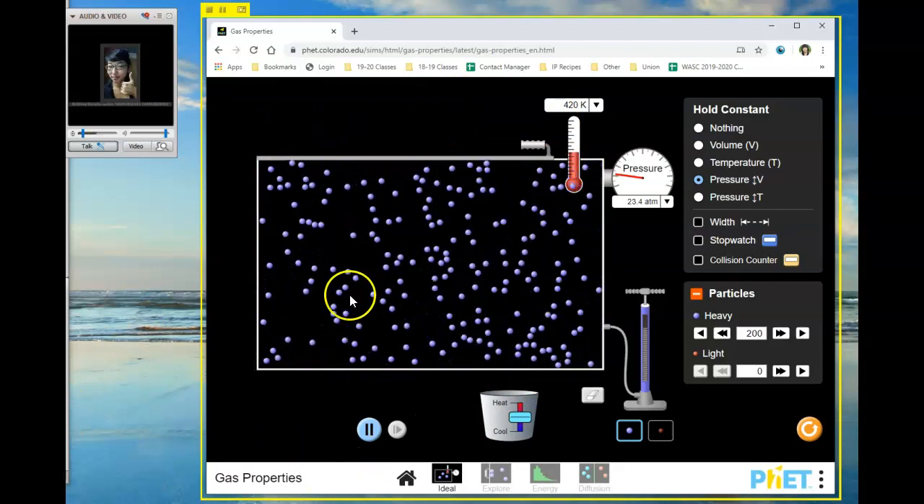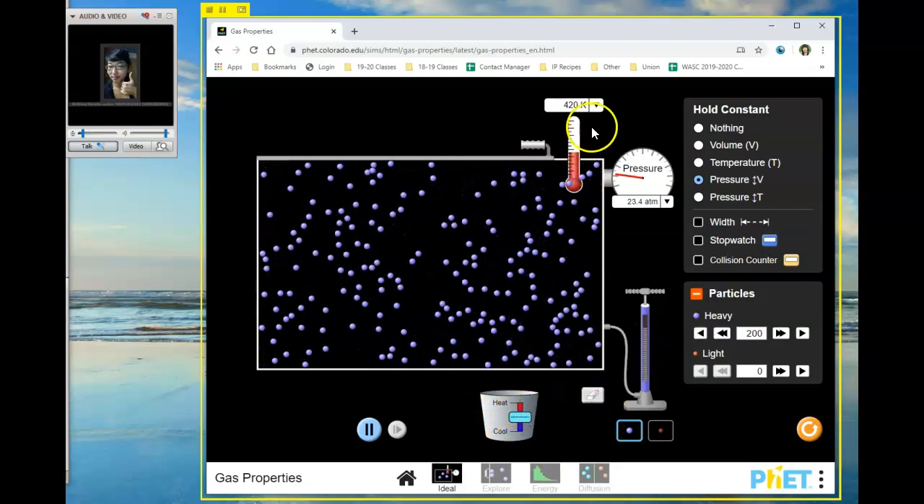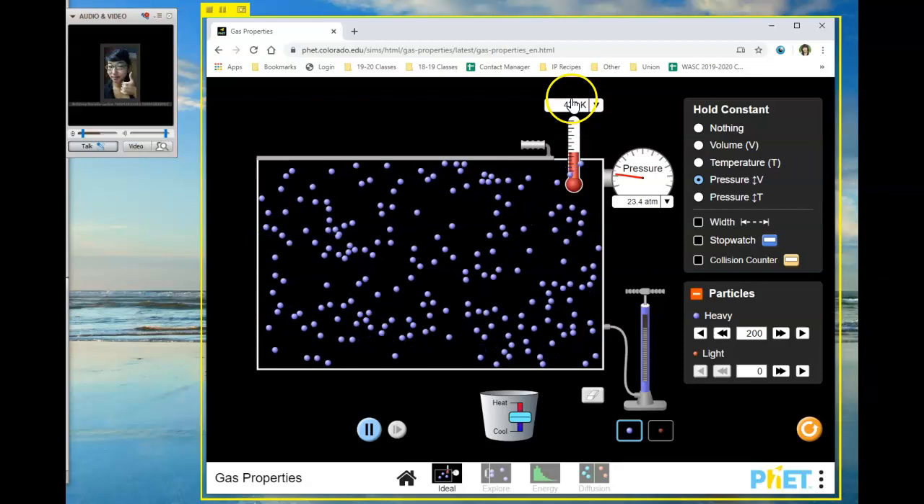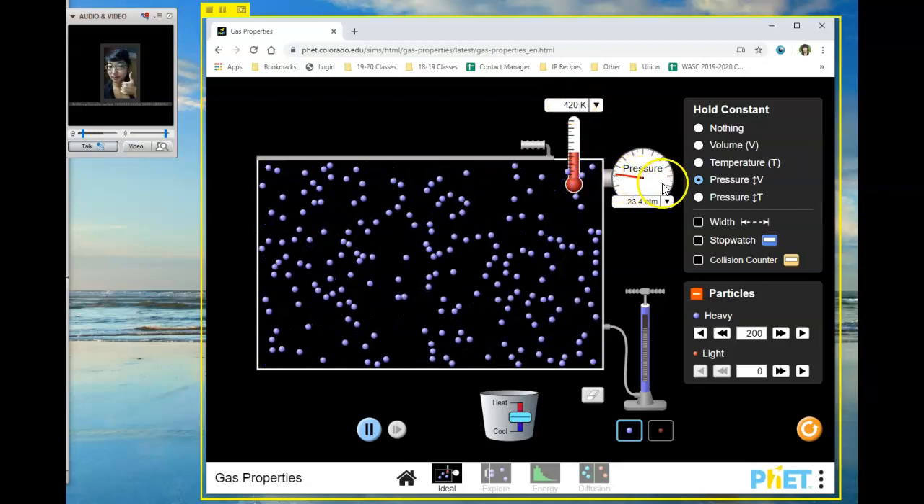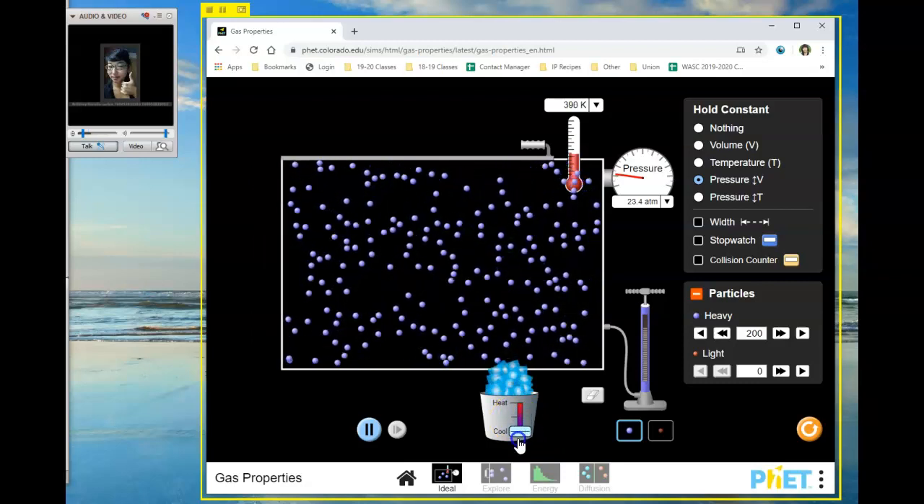So right now the box is really, really big though, because I was trying to heat it up. So the temperature is much higher. It's at 420 Kelvin here. But if you notice, pressure actually stayed exactly the same. So let's go ahead and actually cool it down and see what happens.